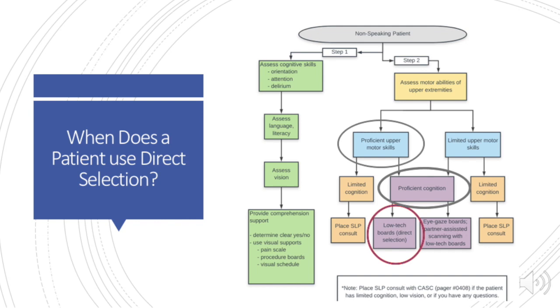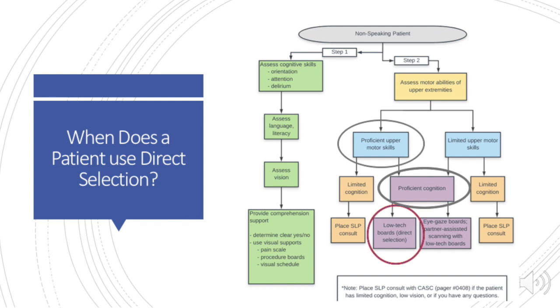Next, we are going to talk about how we know a patient is a candidate for direct selection. First, let's look at the referral chart, which is on the right-hand portion of this slide. Note that this referral chart is also a handout in your communication cart. So, when you have a patient who is non-speaking, you will start with step 1, which is assessing their cognitive skills, language and literacy, and vision. If any of these are low, specifically cognitive skills and vision, this is when you can place a consult with CASC.